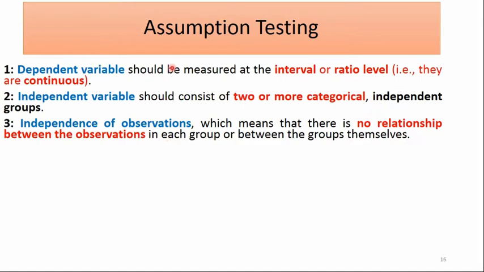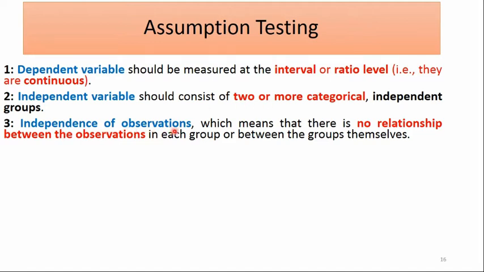Assumption testing. The dependent variable should be measured at interval or ratio scale, and it is continuous. Yes, in our working example, mobile bill is on ratio scale. Independent variables should consist of two or more categorical independent groups. Yes, in our case, we have 4 cities. We are going to compare 4 independent cities and their mobile bills.